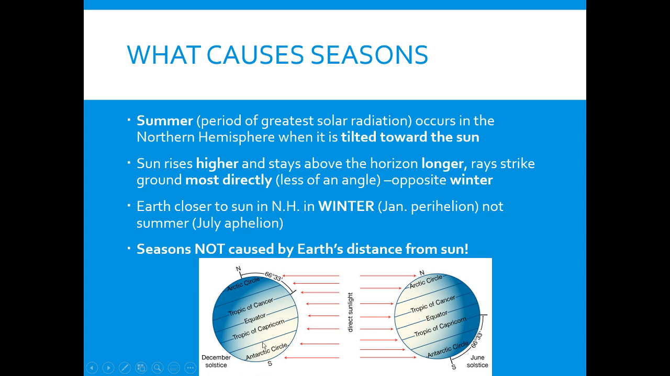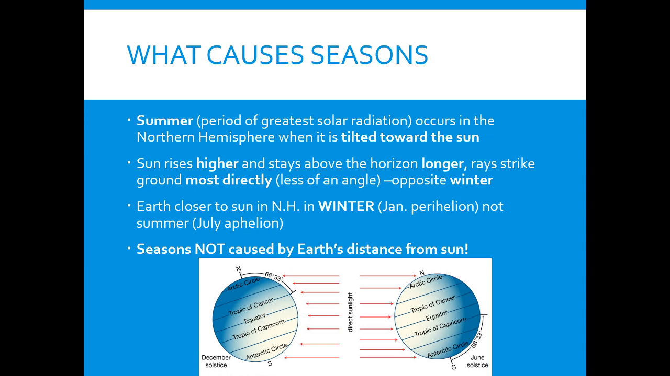So the example here in the winter, we would no longer be pointed directly at the sun, and so we get less direct sunlight. The Earth is closer to the sun in the northern hemisphere in winter, and then in January it's the opposite. The Earth is closer to the sun in the northern hemisphere in winter because it is up here, so it is closer, but it is not getting the same amount of sunlight.